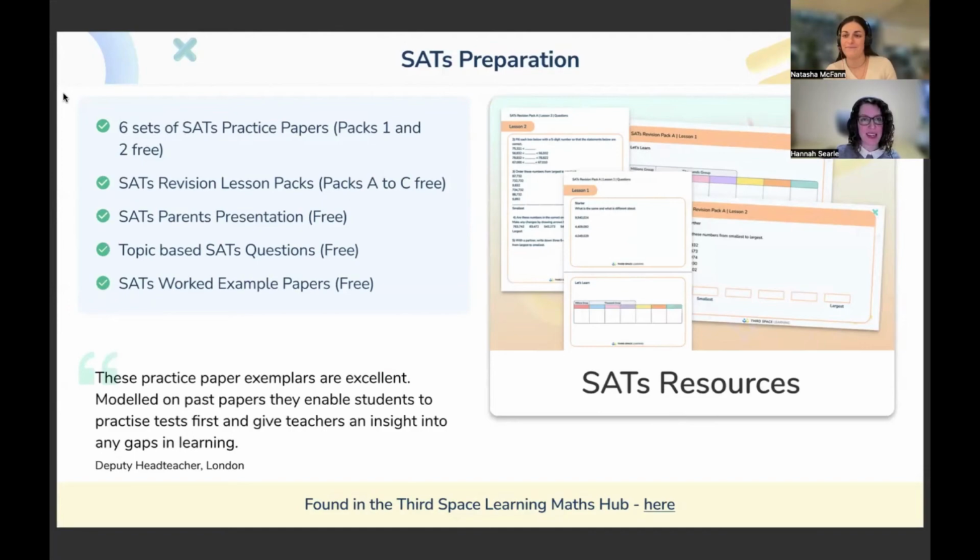Yes, as much as I don't like to say the S word too early, it is important that pupils are prepared, and whether you're starting preparation with them now or later, at least we've got all these resources for you that you can go in and use when you get to it. So first of all, we've obviously got a whole bunch of practice papers. These are just like the actual SATs papers where you've got one arithmetic and two reasoning.